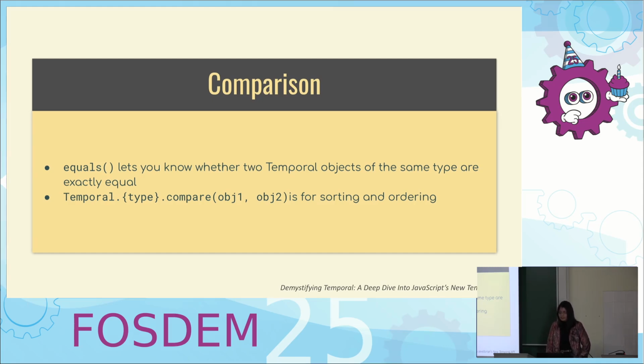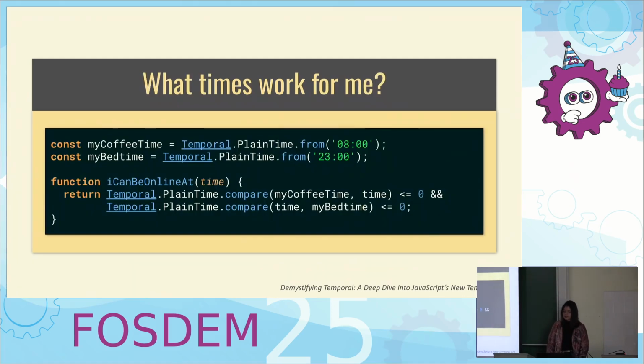You can pass it to an array sort method to sort the times. And for this case, we would use compare. So this is a small comparison method. We have my coffee time, when I wake up, and my bedtime, the time I go to sleep. Since we only have the time, we use the plain time. And we have a small function called if I can be online at those times, and we use the compare method to compare those times, and if I am online at those times, it returns true.